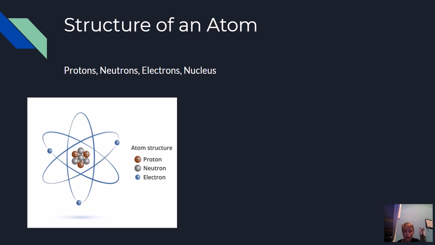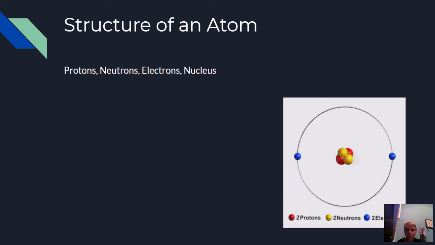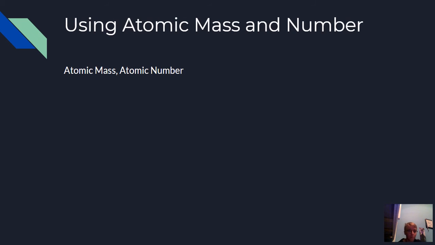An example would be helium. Helium has 2 protons and 2 neutrons within the nucleus, which you can see in red and yellow, and 2 electrons on the outer shell in blue. Using atomic mass and number.